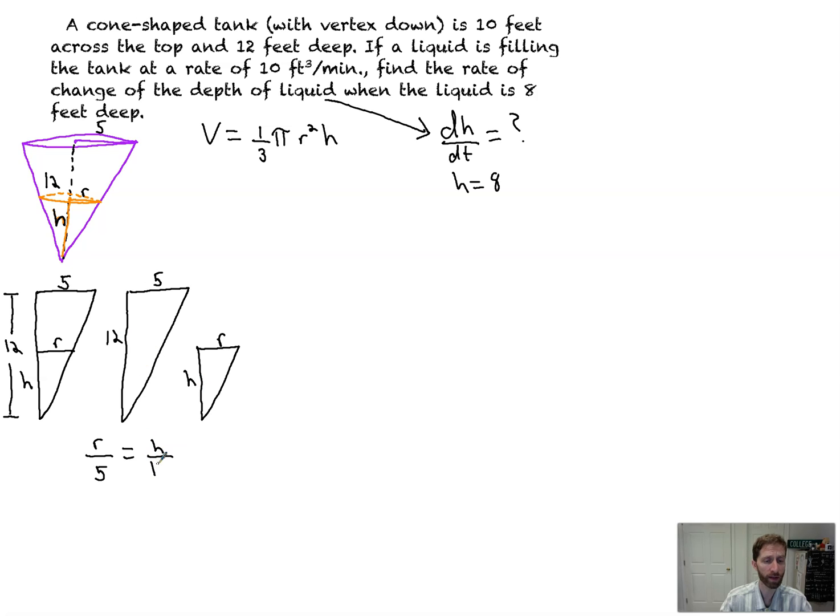And there's other ways of doing this. Some people will do 5 to 12 equals r to h. That's perfectly fine. Remember, I'm solving for r because it's r that we're not asked about at all. It's h that we want to know about. So by solving for r, we keep everything in terms of h.